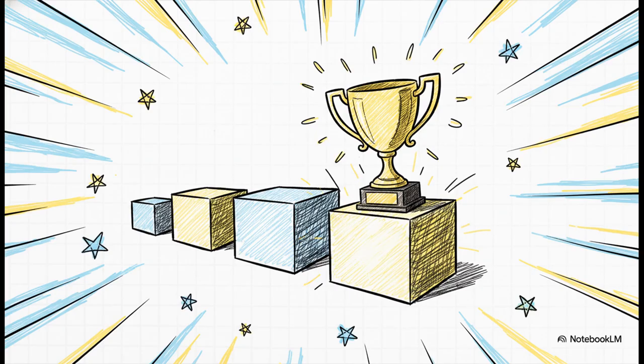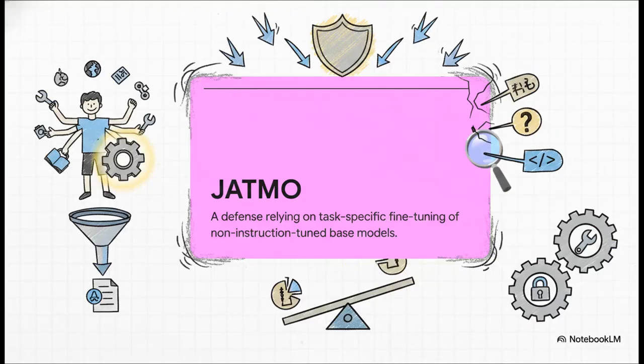Seriously, if you got this right, consider yourself an absolute AI security master. Let's unpack this, because it is fascinating. JATMO stands for Jack of all trades, master of one. The theory behind it is brilliant. Most prompt injections work simply because modern LLMs are literally trained to follow instructions. They want to be helpful.